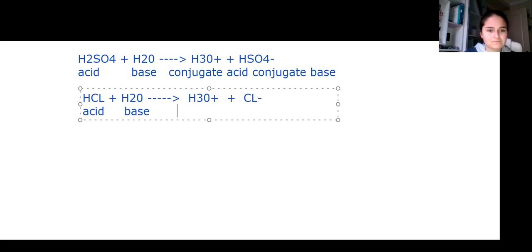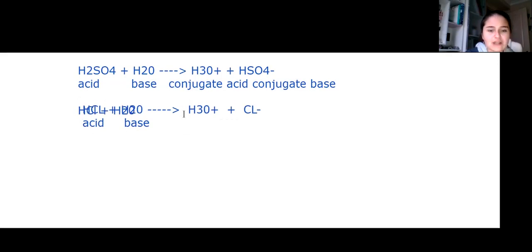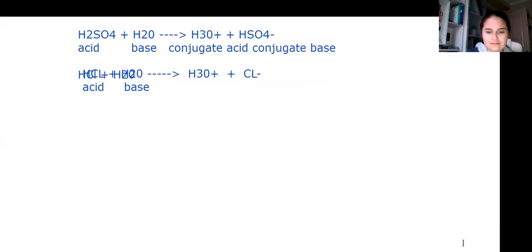Or is it? Yeah, no, it's our acid. Sorry, it's our acid. So our H2O is going to be our conjugate, right? Conjugate base. It's going to be our conjugate acid. Remember, it's coming from the H2O.